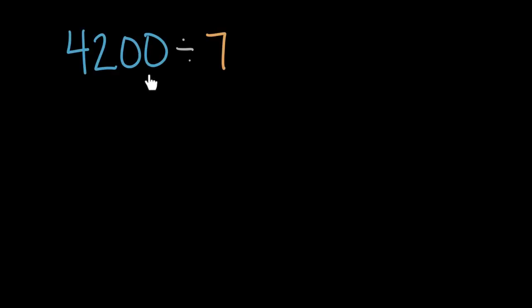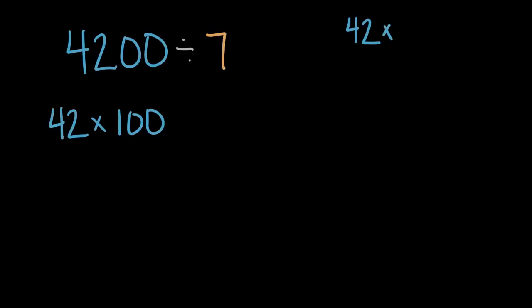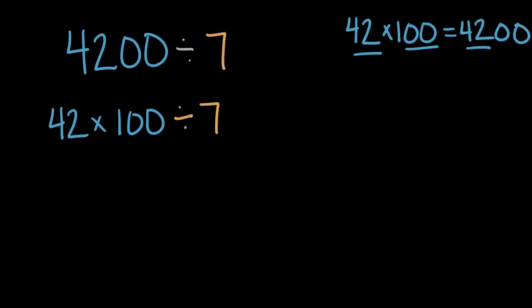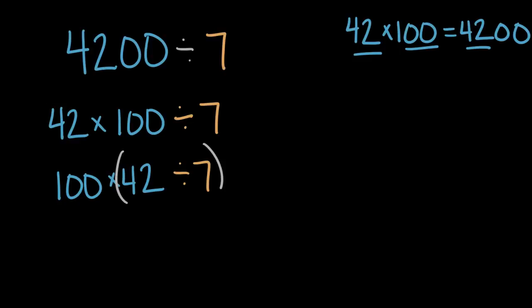This number, 4,200, can be written as 42 times 100. Because our pattern tells us when we have a whole number like 42 and we multiply by 100, we keep our whole number of 42 and we add 2 zeros. So 42 times 100, and then we still need to have our divided by 7 at the end. Reverse these numbers so that 42 and 7 can be next to each other: 42 divided by 7, because that's a division fact we might already know.